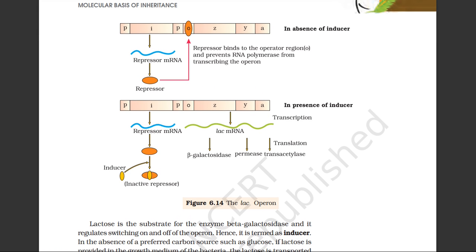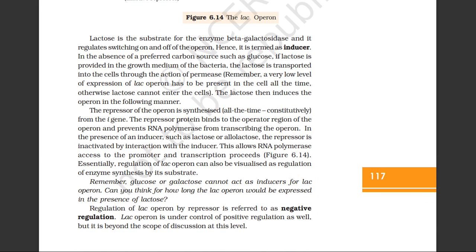Lactose is the substrate for the enzyme beta-galactosidase and regulates switching on and off of the operon. Hence, it is termed an inducer. In the absence of a preferred carbon source such as glucose, if lactose is provided in the growth medium of the bacteria, the lactose is transported into the cells through the action of permease. Remember, a very low level of expression of the lac operon has to be present in the cell all the time, otherwise lactose cannot enter the cells. The lactose then induces the operon in the following manner.